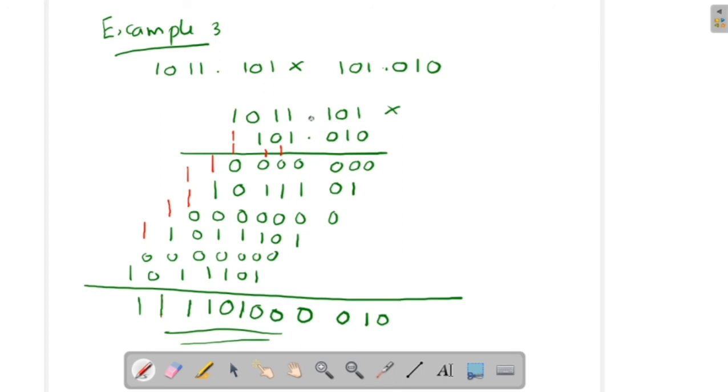In the multiplicand there are 3 bits after the binary point, and for the multiplier also there are 3 bits after the binary point. So in the product there are 6 bits after the binary point. So we place the binary point here. So our answer is 111101.000010. This is our answer.